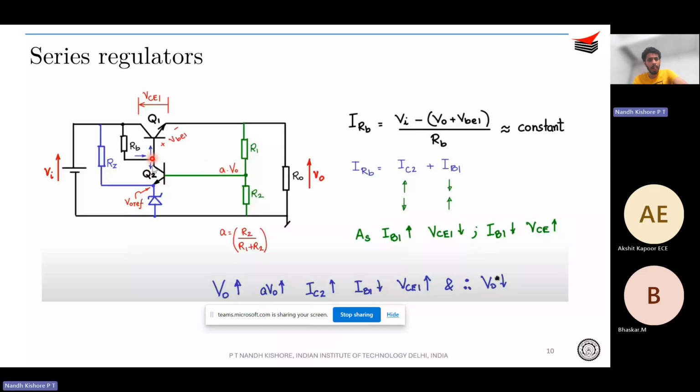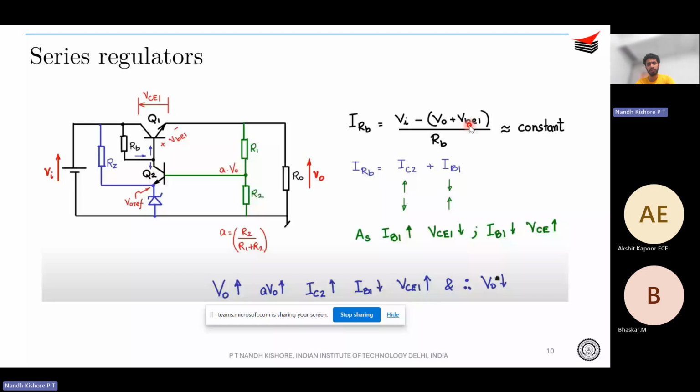So you understand that. So if your V naught increases, then the drop across this VBE is going to be higher and vice versa. Okay. So this is kind of your feedback mechanism, or this is your subtraction mechanism. That is, A V naught is your sense voltage and V naught ref is your reference voltage. Okay. And based on this error, your IRB varies. How? You see that IRB over here is equal to VI, which is the voltage over here, minus V naught plus VBE1, right, divided by RB.